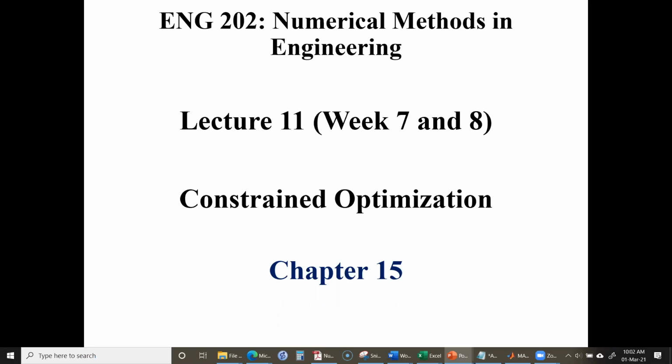So constraint optimization, chapter 15. Today this is today's topic. Actually, now we are in week 8, so maybe I will correct it later on over here. It should be week 8 only. So this is lecture 11, or you can also say that it is the 11th topic.